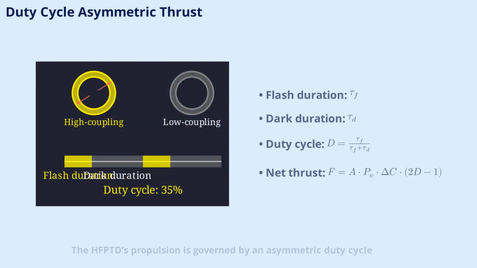The HFPTD's propulsion is governed by an asymmetric duty cycle. During the short, bright on phase, the toroidal ring enters a high coupling state, strongly interacting with the vacuum and ambient photon field. In the longer, dark off phase, the ring decouples, coasting in a locally altered metric bubble.